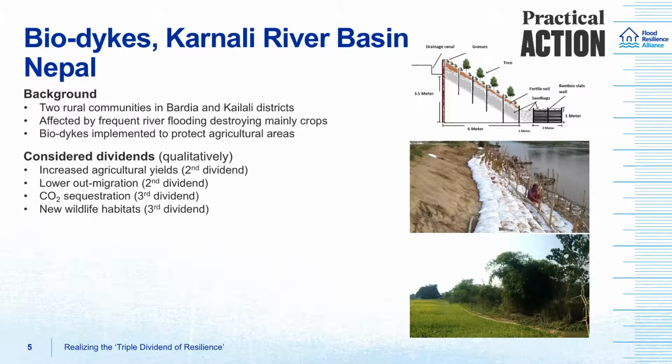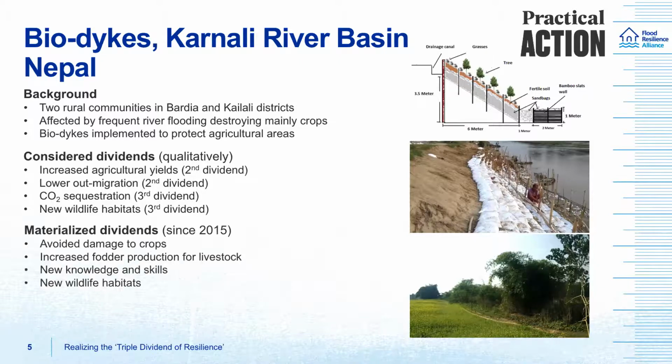these crops for their livelihood, and if you can maintain those, there's the hope that this will stop out migration. There's CO2 sequestration as a third dividend benefit, and also creating new wildlife habitats in these new green spaces that are created. Five years into the project now, there's a few things. There have been floods where it was proven that they can avoid damage.